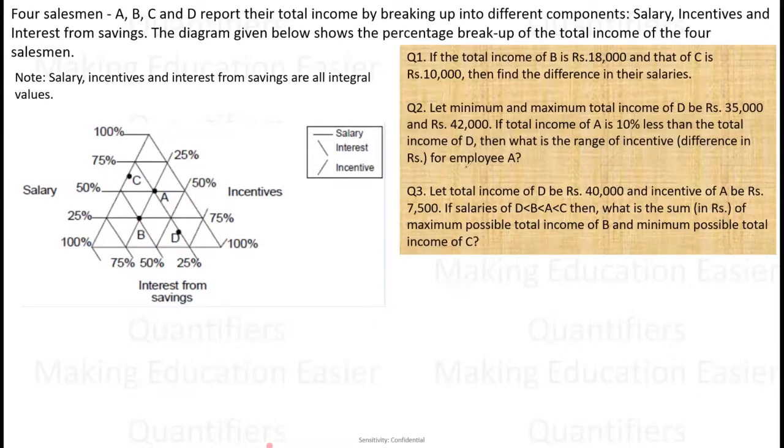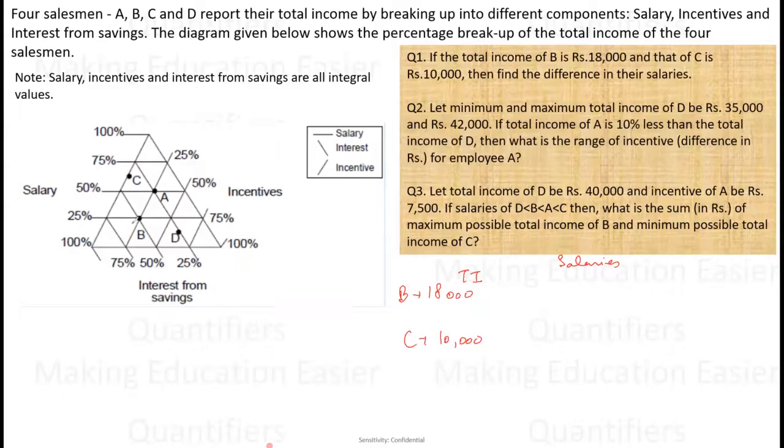It says, if the total income of B is 18,000, so B's total income given to you is 18,000, and that of C is 10,000. C's total income given to you is 10,000. Find the difference in their salaries. Okay, now I have to find out their salaries. So it's a very easy task.